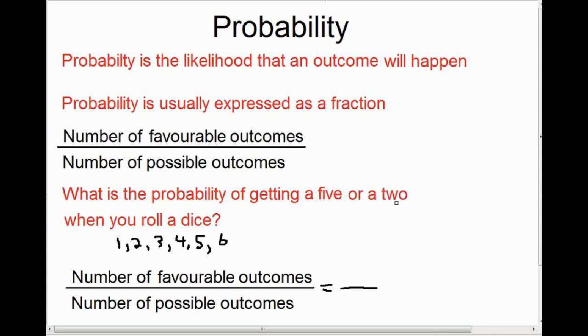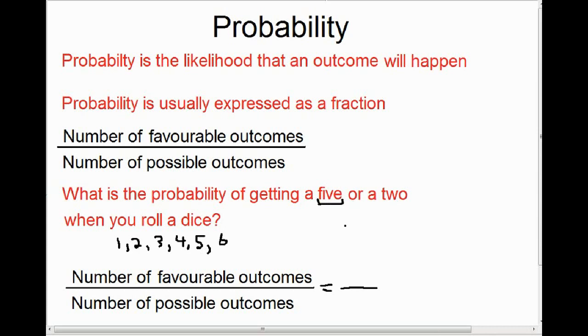Let's look at one more example involving dice, and in this case I want to know the probability of getting a 5 or a 2. Now what I'm going to do to explore this one a little bit is I'm going to look at individually each one of these as favorable outcomes.